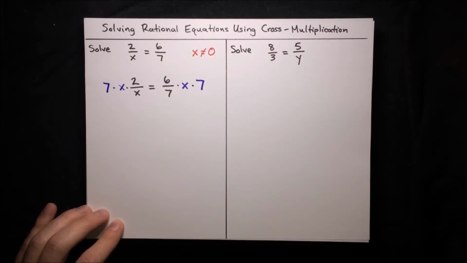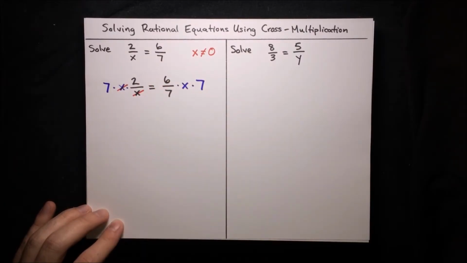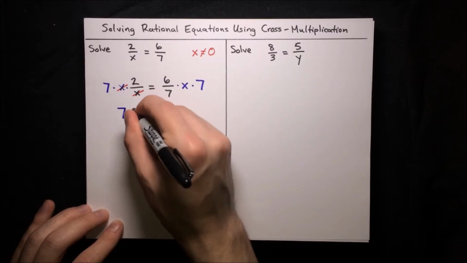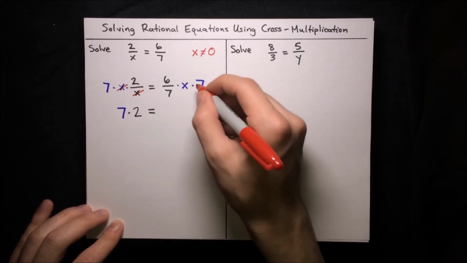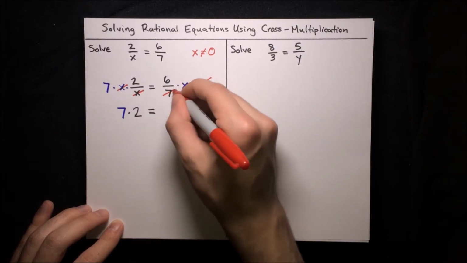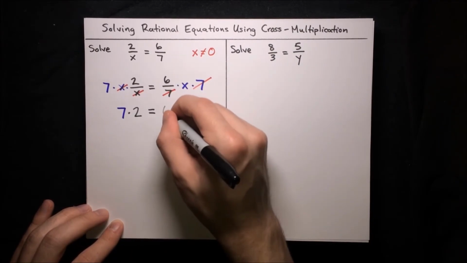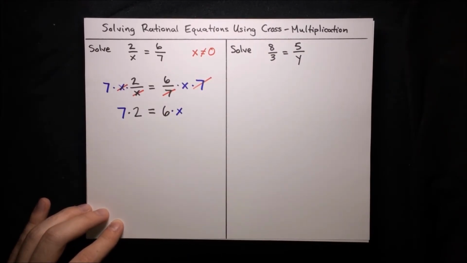Now on the left-hand side, this times x will cancel out with that x in the denominator, leaving us just with 7 times 2. Then on the right-hand side, the times 7 will cancel with that divided by 7 in the denominator. So we'll be left with just 6 times x. And whoa, that's neat!